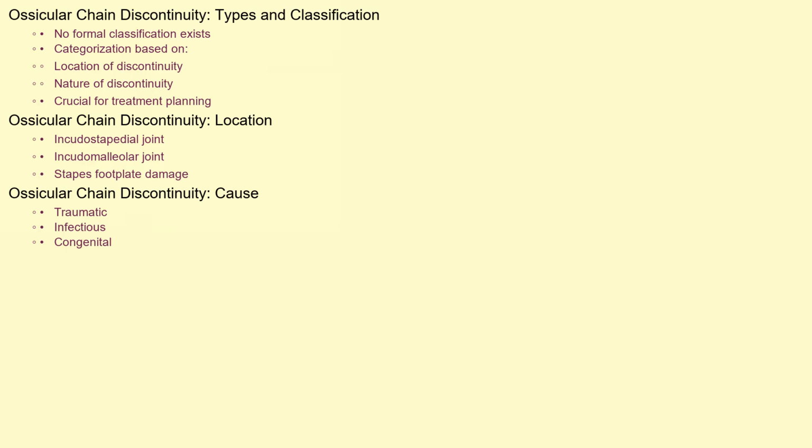While ossicular chain discontinuity isn't formally classified into distinct types in the same way as some other diseases, it can be categorized based on the location and nature of the discontinuity. For example, the break can occur at the incudostapedial joint, the incudomalleolar joint, or involve damage to the stapes footplate. Furthermore, it can be described based on the underlying cause: traumatic, infectious, or congenital. Understanding the specific location and cause is crucial for planning the appropriate treatment strategy.